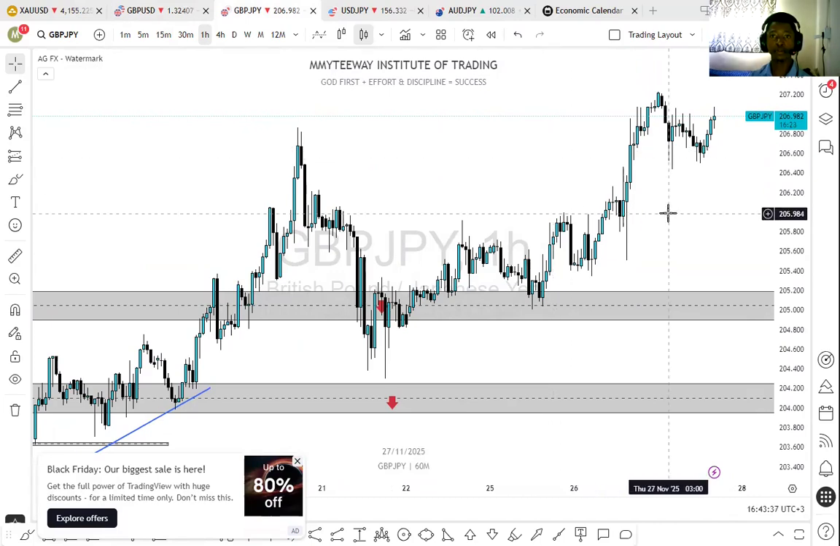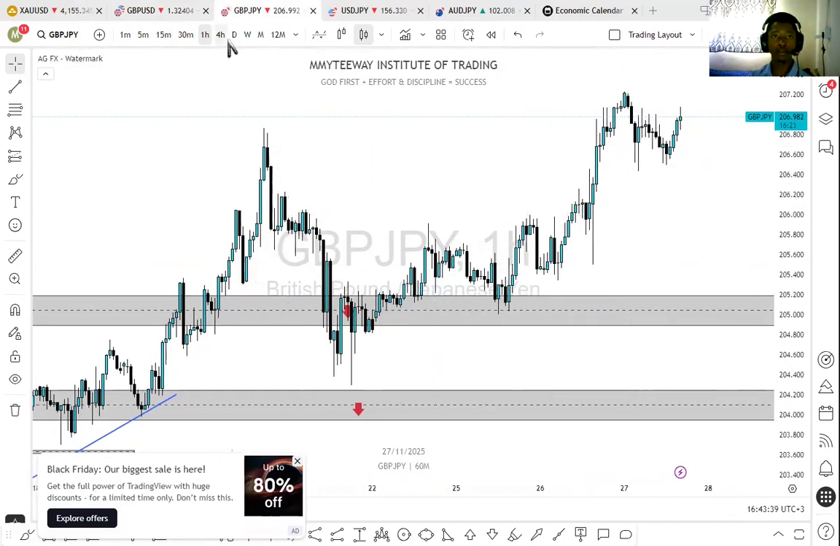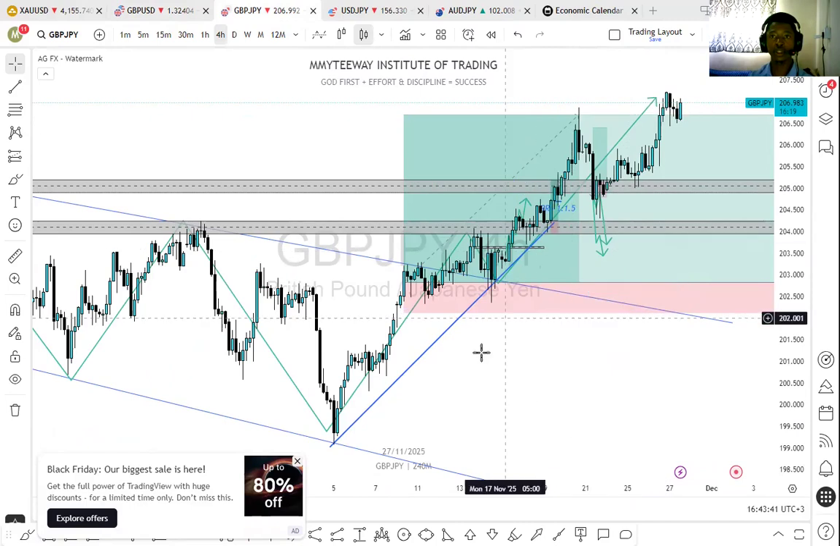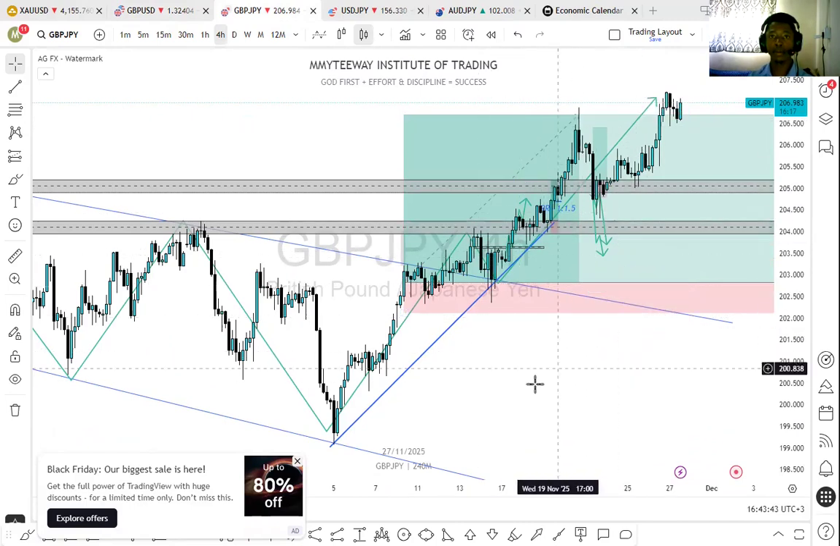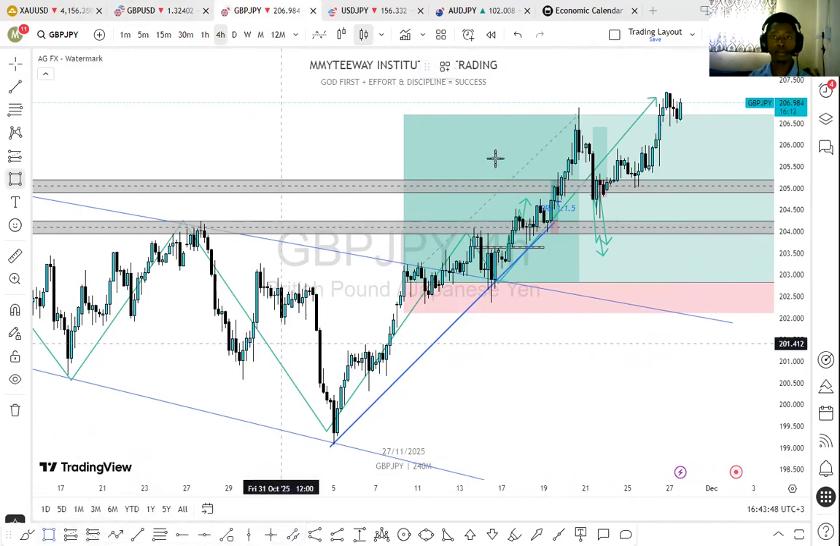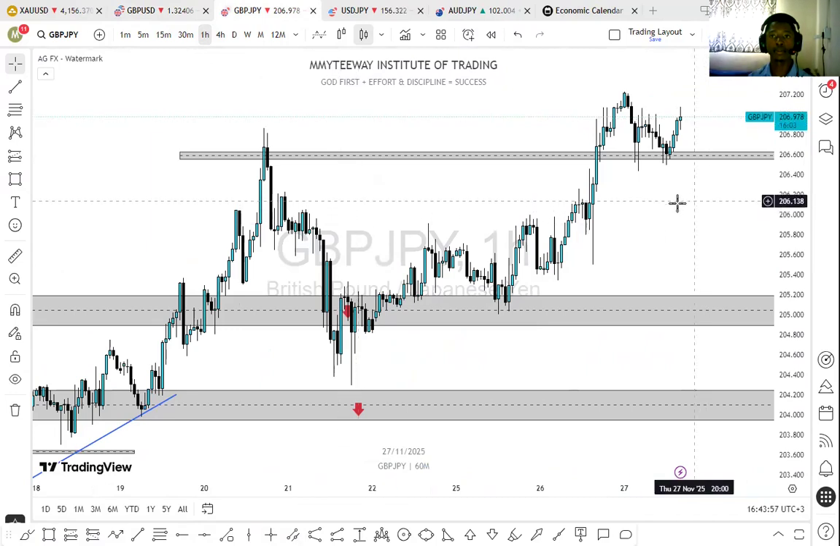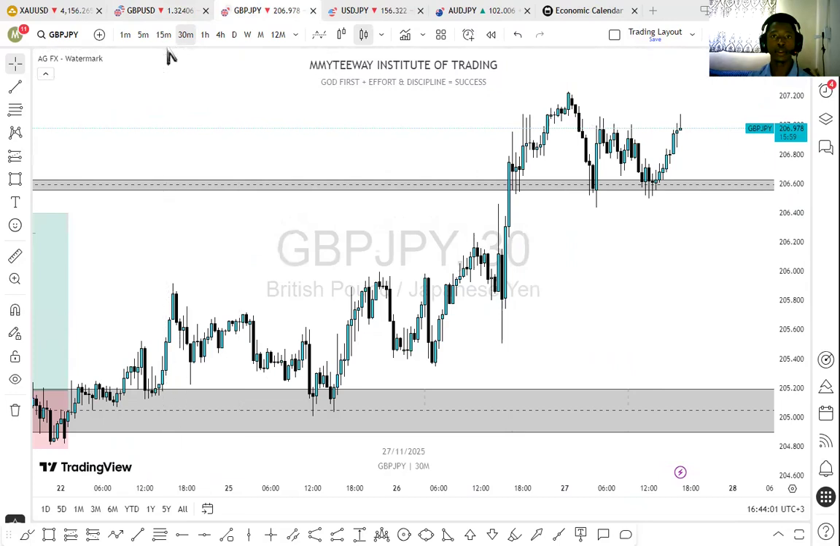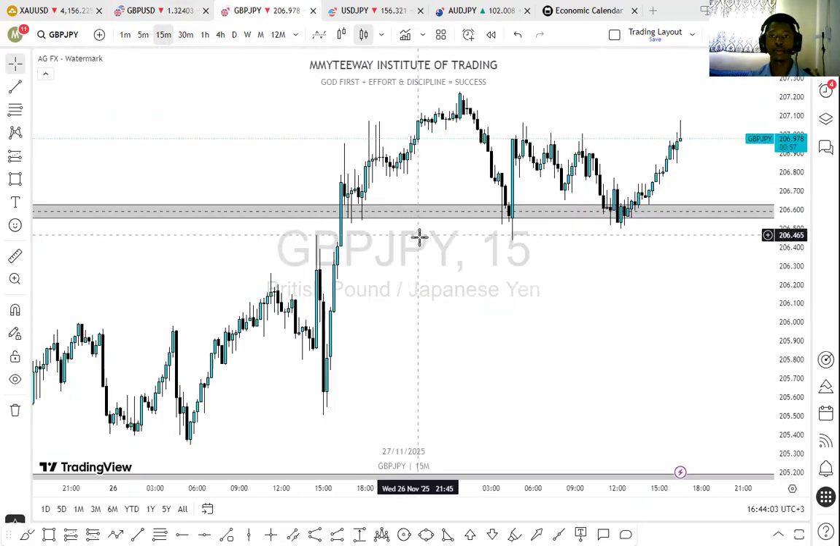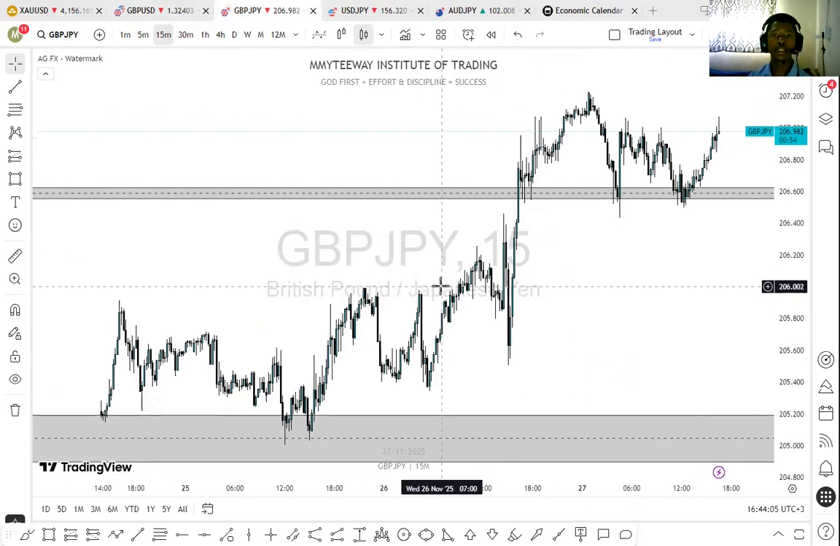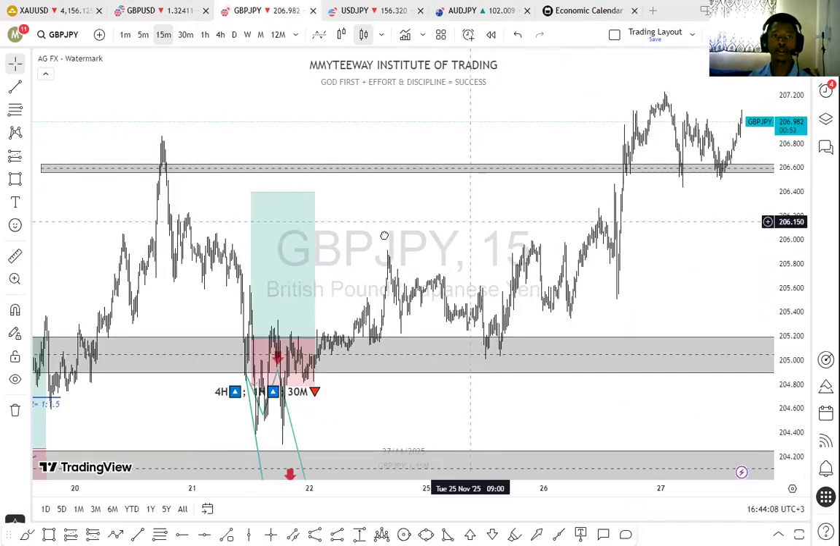GBP JPY, right? Top down analysis, I'm just going to look at the 4 hour, the 1 hour, and then the 30 minutes time frame, and then the 15 minutes time frame. So you can see that we missed the trade here.